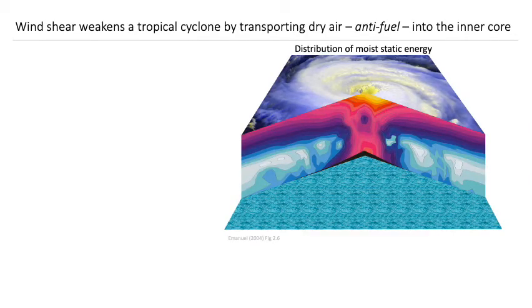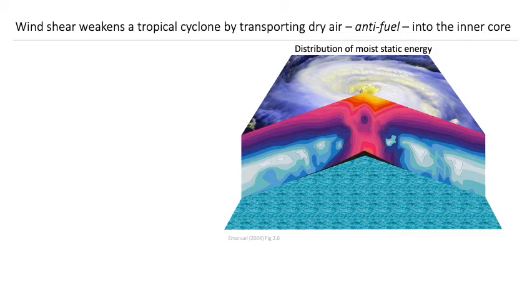Okay, so some of you may have heard that wind shear is something that tropical cyclones do not like, which is true. Wind shear weakens a tropical cyclone, but it doesn't just do it directly. Our understanding of this is that it's predominantly done by transporting dry air, what I'll call anti-fuel, into the inner core of the tropical cyclone.